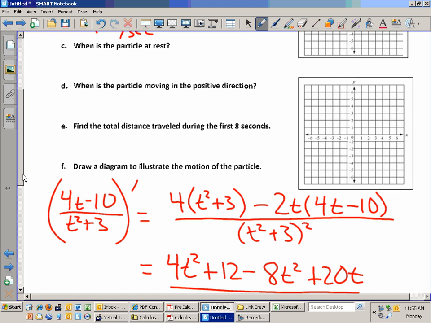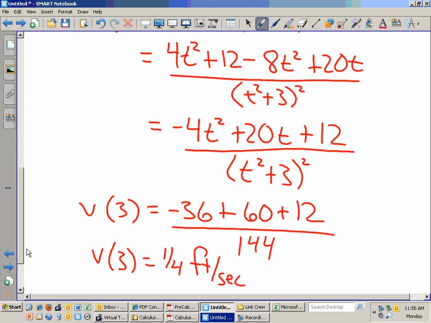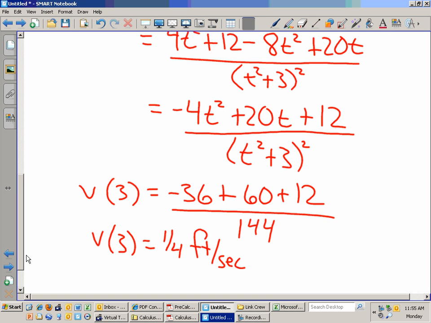It says, when is the particle at rest? What does that mean? That means when the derivative is equal to 0. So this is where you're going to learn something that's going to help you a lot. Watch this. So when is the particle at rest? Well, we'll solve V of t is equal to 0. Now, if we look at our derivative, it looks really bad to work with. But it's really not that bad.